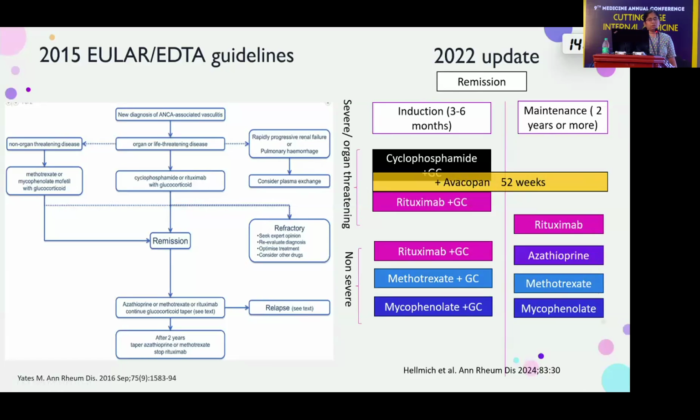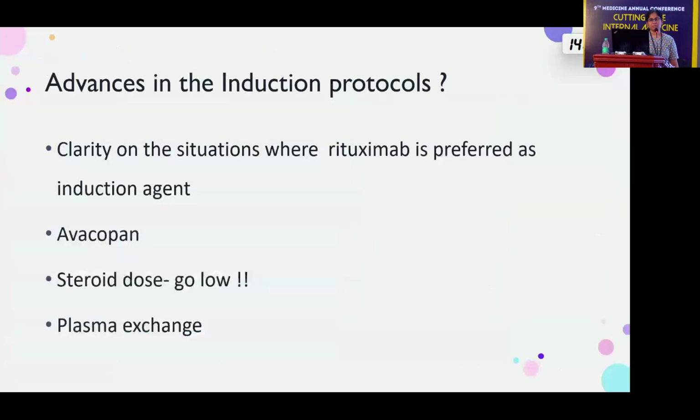Now, in the non-severe disease. When it comes to maintenance, if you see the change, earlier, rituximab was not considered to be a front drug when it comes to maintenance of remission. But now rituximab has become almost like an anchor drug in the maintenance of remission in patients who have either severe organ-threatening disease or non-severe disease. However, there are situations where you can try azathioprine, methotrexate, or mycophenolate.